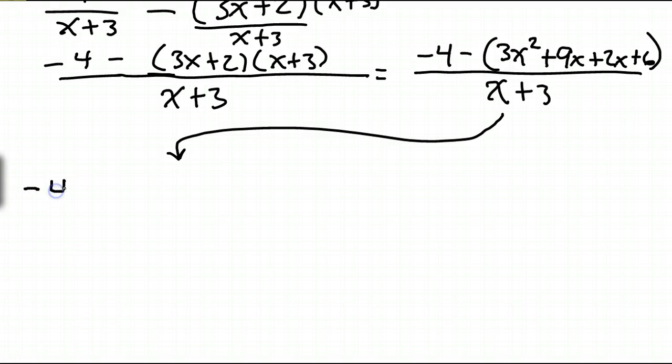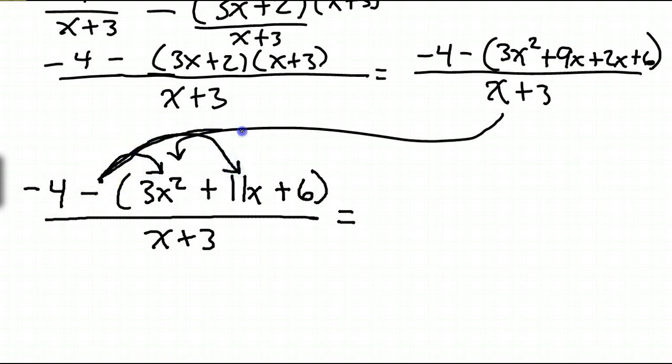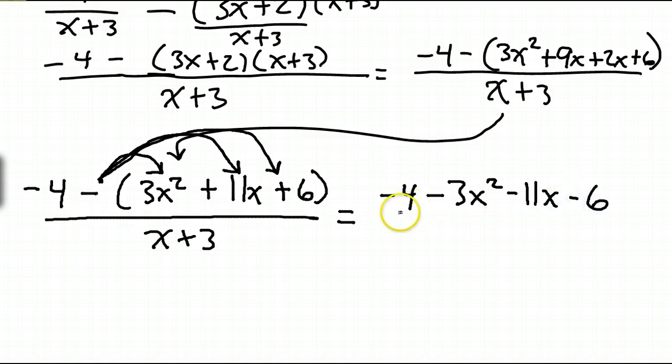So now I have negative 4 minus 3x squared plus 11x plus 6 over x plus 3. Now I need to take this minus sign and distribute it. So this will become negative 4 minus 3x squared minus 11x minus 6 all over x plus 3.